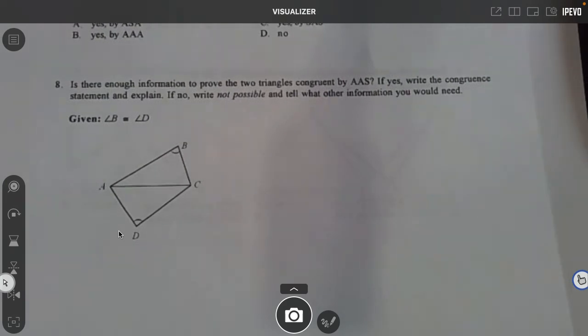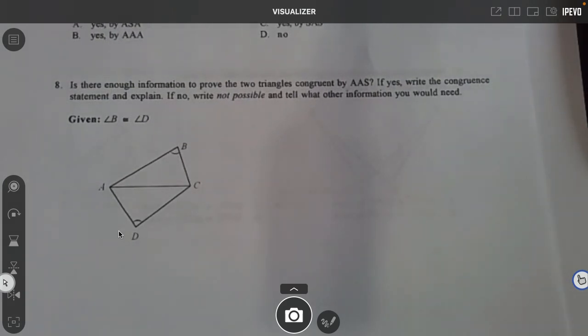Okay, the last thing says it's no proof. Is there enough information to prove angle, angle, side? Yes or No. If no, write not possible. If yes, write the statement. They tell me that angle B is congruent to angle D, and I know that that's congruent to itself. Another angle or side.